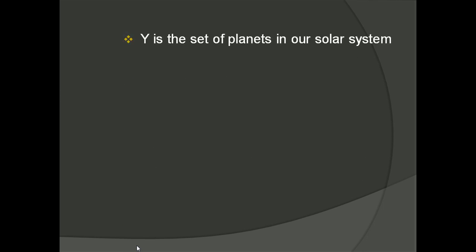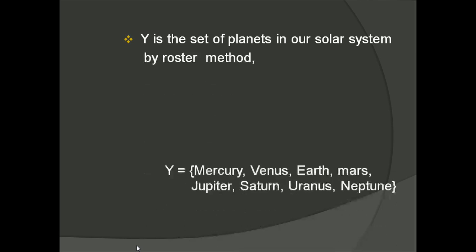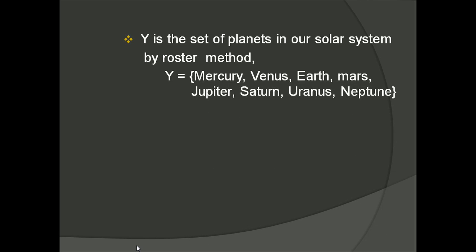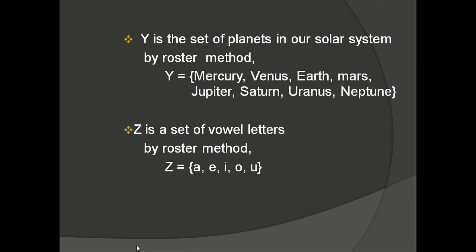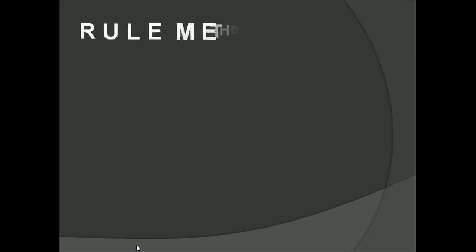Another example is Y, a set of planets in our solar system. By the roster method, Y has elements Mercury, Venus, Earth, Mars, Jupiter, Saturn, Uranus, and Neptune. Z is a set of vowel letters. By the roster method, Z has elements A, E, I, O, and U.